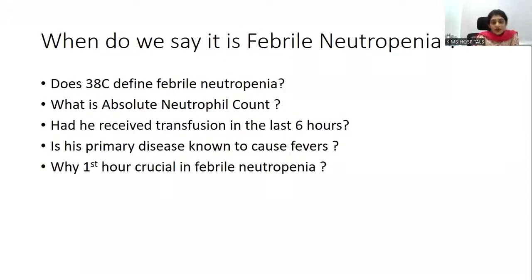When do we say it is febrile neutropenia? Does 38 degrees centigrade define febrile neutropenia? What is absolute neutrophil count? Has the patient received transfusions in the last 6 hours? Is the primary disease known to cause fevers? And why is the first hour crucial in febrile neutropenia? These are the questions which we need to answer.